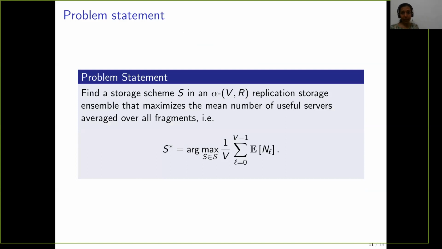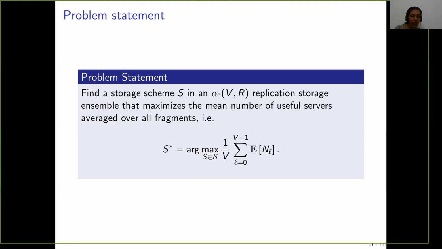And now, before attempting to solve this problem, let's think about this question a bit. For a fixed VR number of encoded fragments and B server system, we can have a very large collection of storage schemes, and we need to find the optimal one in it. Also, the size of this collection will grow exponentially with the number of fragments and the servers. So this is not an easy problem to solve at the outset.